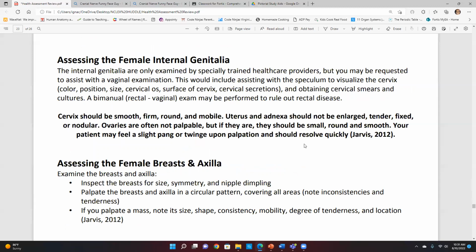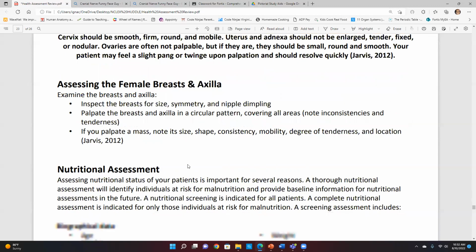Now, as registered nurses and practical nurses, we are not going to be checking anybody's cervix, right? That's not what we're going to be doing. Specialized training is done for your labor and delivery nurses as they're checking the cervix to see if it's dilated, but that's not something that we are going to be doing in our practice, okay?